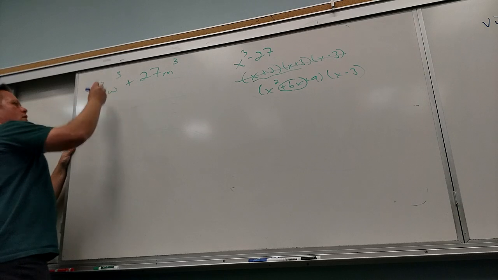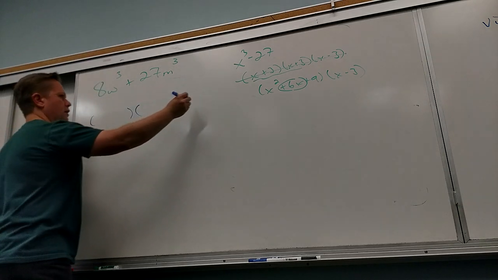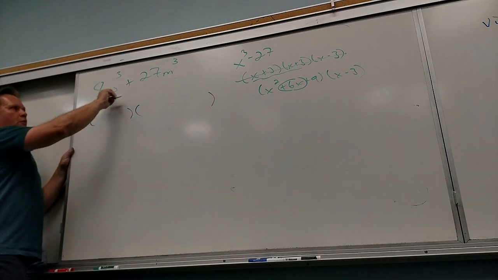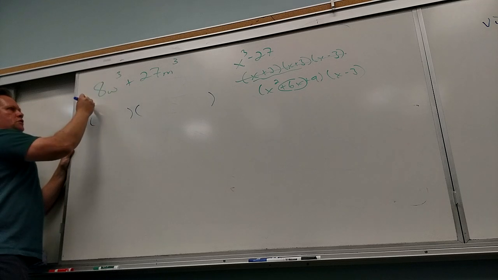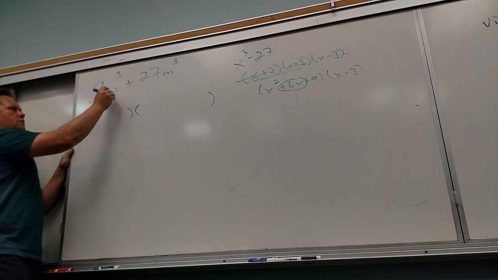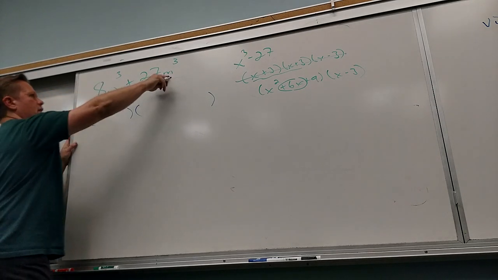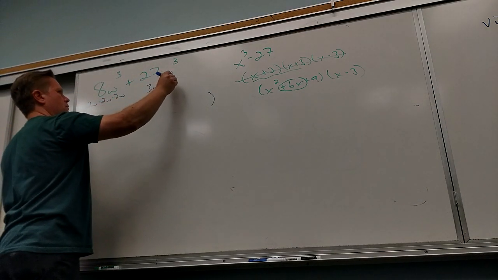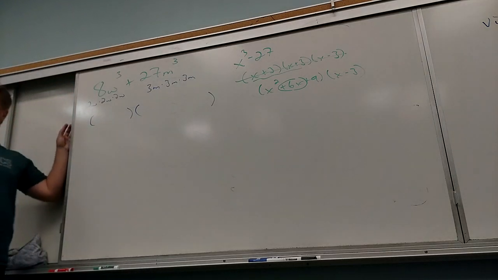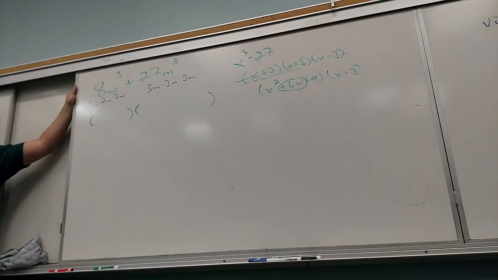So 2 things you want to do. First thing is put a little dude and a big dude down. But also break these up. 8w cubed is 2w times 2w times 2w. Is that cool? 27m cubed is 3m times 3m times 3m. And now it's just constructing stuff.